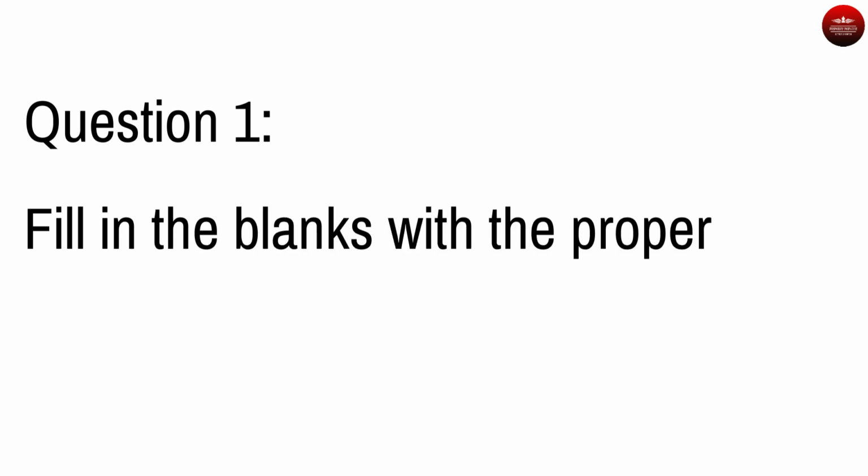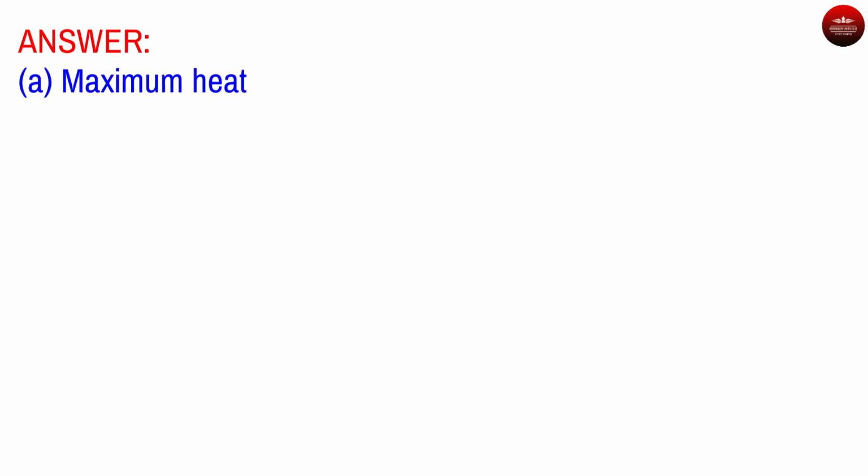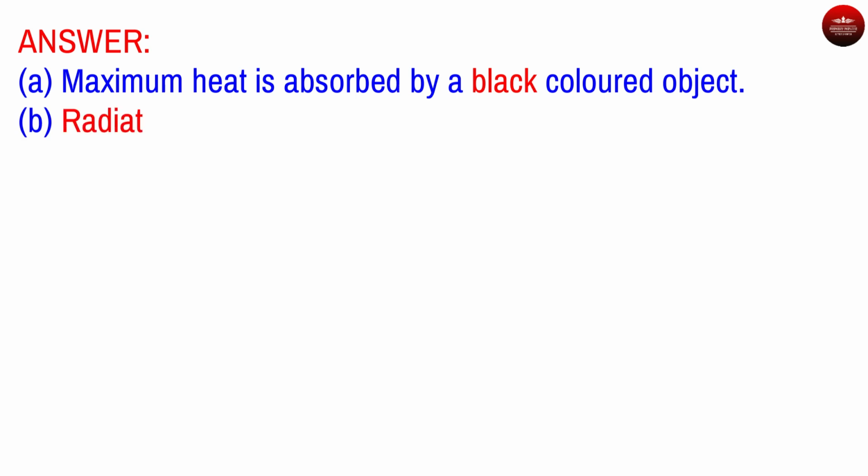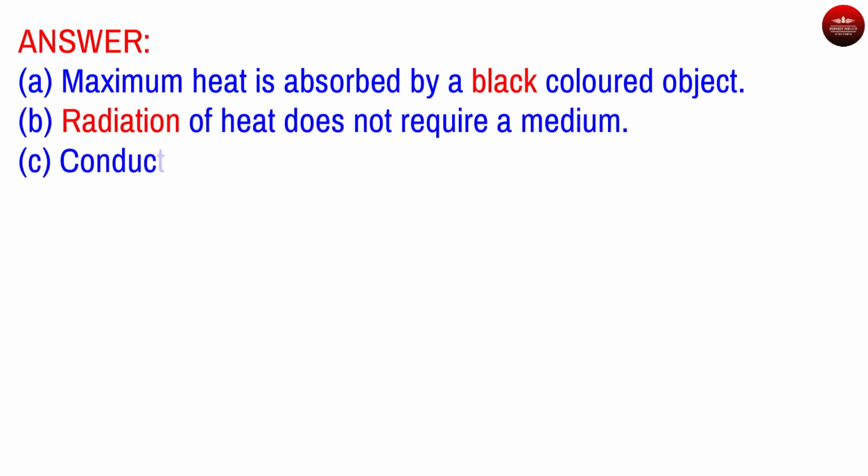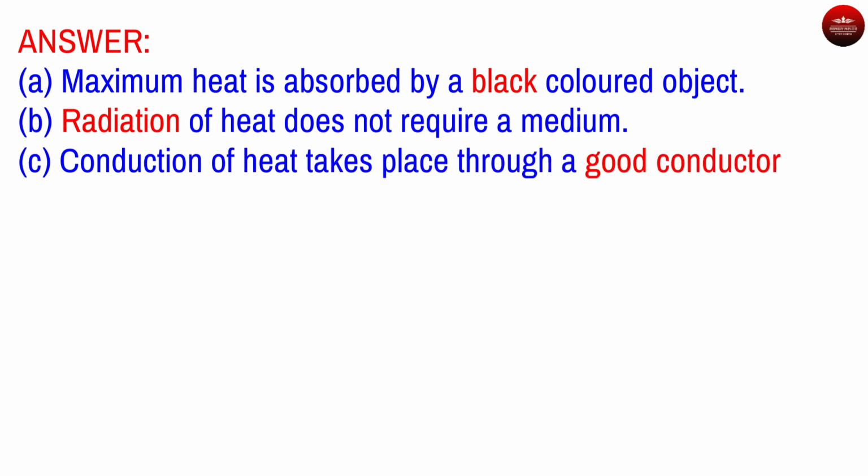Question 1. Fill in the blanks with the proper word from the brackets. Answer. A. Maximum heat is absorbed by a black-colored object. B. Radiation of heat does not require a medium. C. Conduction of heat takes place through a good conductor substance.